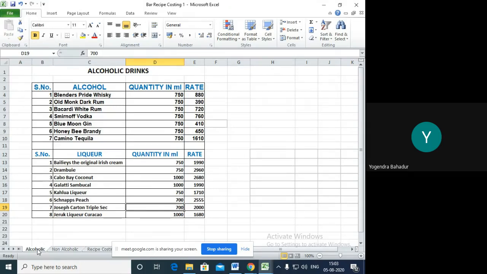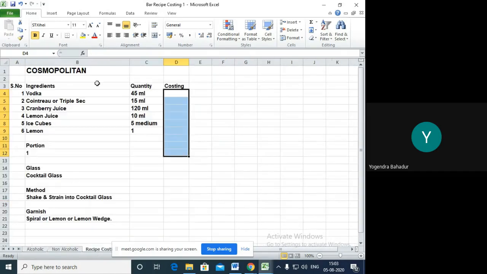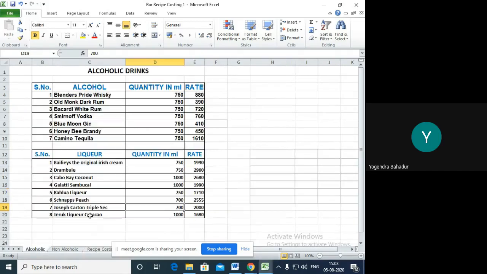One slide is dedicated to alcoholic items, the second slide is dedicated to non-alcoholic items, and the third slide contains the recipe. So in today's practicals, we'll have to find out the cost of this particular recipe, and here the recipe is of a cocktail known as Cosmopolitan. So first of all, we'll have to see what all the things are there in the sheets.